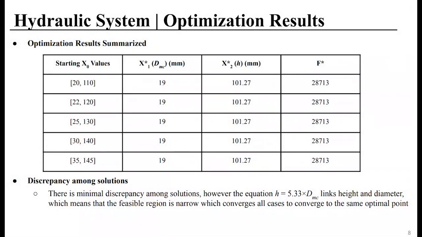This slide shows the optimization results after running the algorithm. As you can see from the table, we have received the same output for 5 different input values. This indicates that the algorithm used is deterministic in nature and converges to the same optimal value.